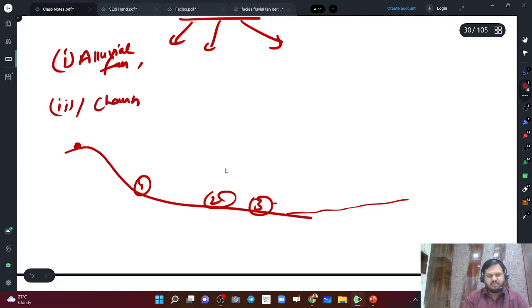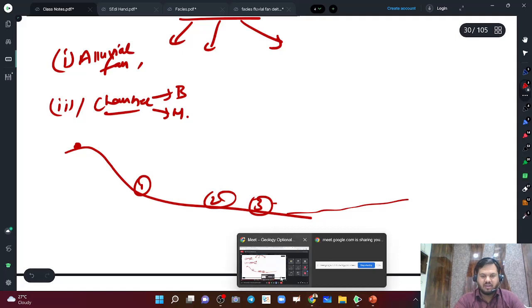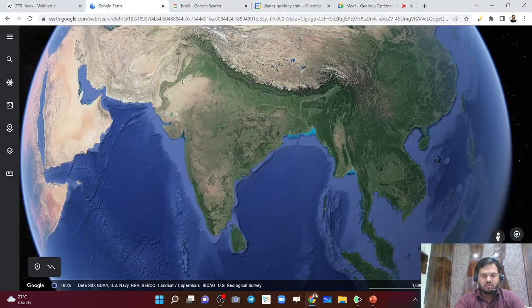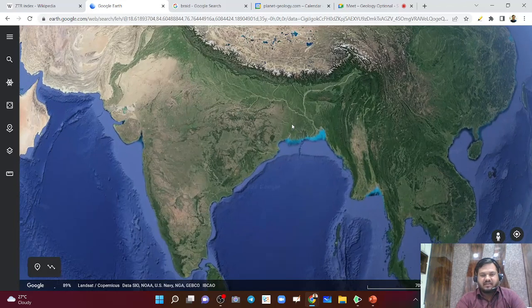Channel deposit. So channel deposits are of two types. First one is braided, another one is meandering, right? I know a lot of you are very new to the course, right? So I will show you these features on Google Earth, right? I have covered all these things in geomorphology, but we can see it here, right? So we'll see some of the settings, right?